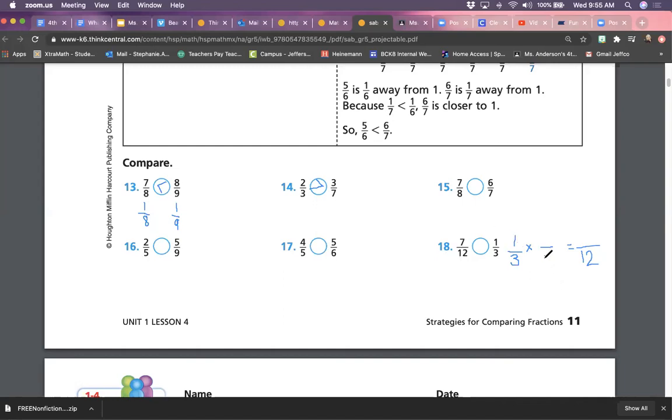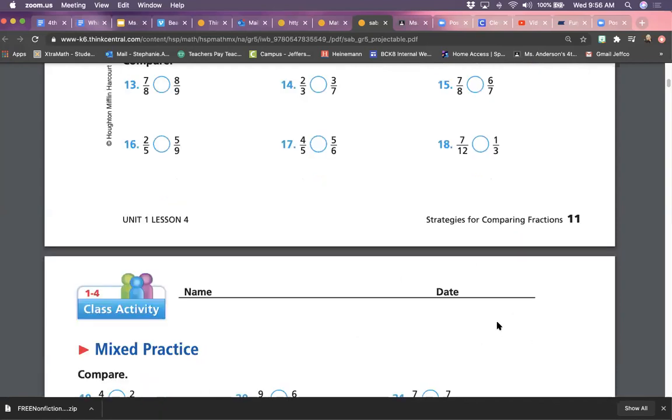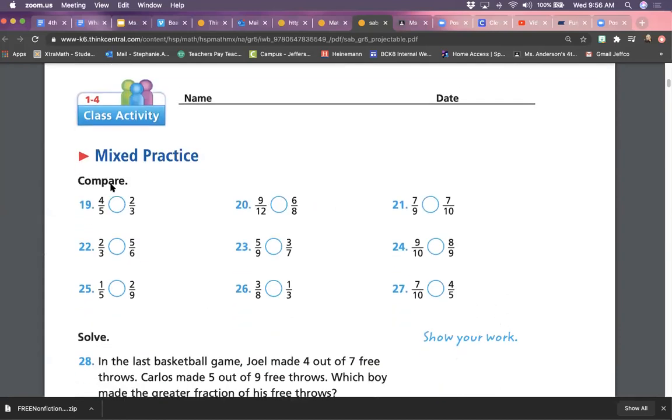So 3 goes into 12 4 times. I've got to do the same to my numerator. I'm now at 4/12. All right, well, I know that 7/12 is greater than 4/12. As you go through this, you will notice different strategies work better for different problems. And that's kind of the point of today, is really working through it and figuring it out.